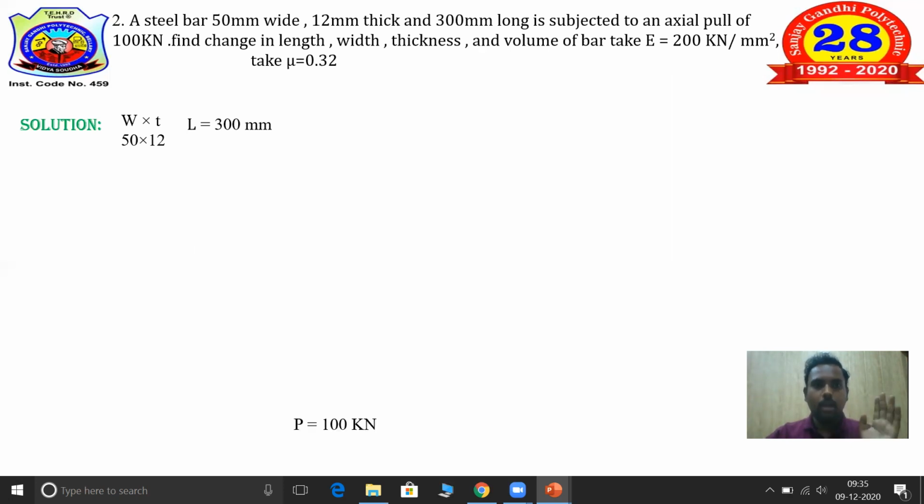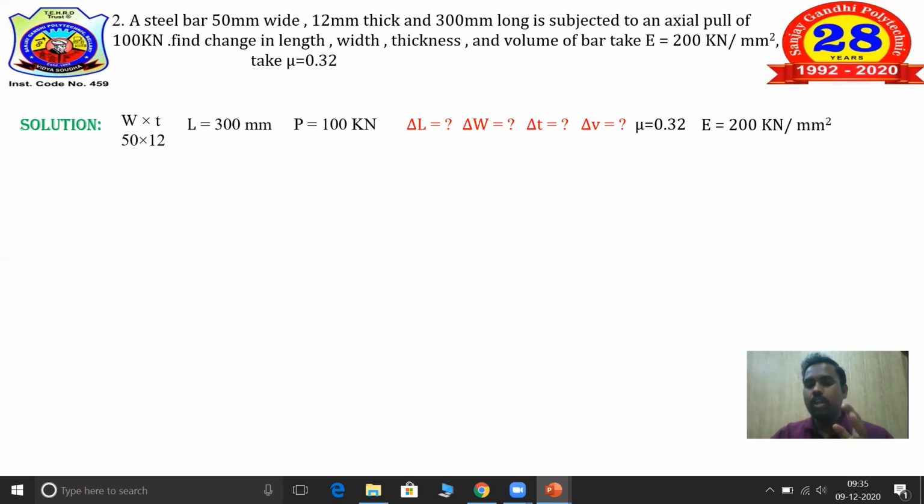It is subjected to an axial pull of 100 kilonewton. That is nothing but load, P equals 100 kilonewton. Find change in length, delta L equals question mark. Width: students, he has not asked us to find width, he has asked us to find change in width. So that is delta W equals question mark. Delta T equals question mark, and delta V equals question mark. And take E equals 200 kilonewton per mm square, and also Poisson's ratio mu equals 0.32.